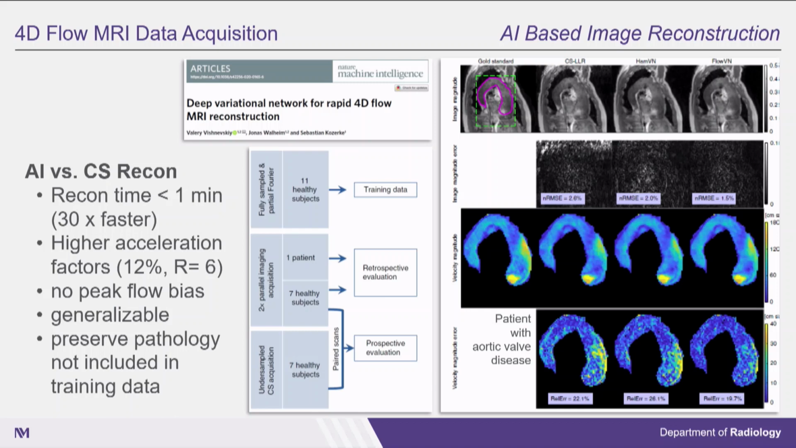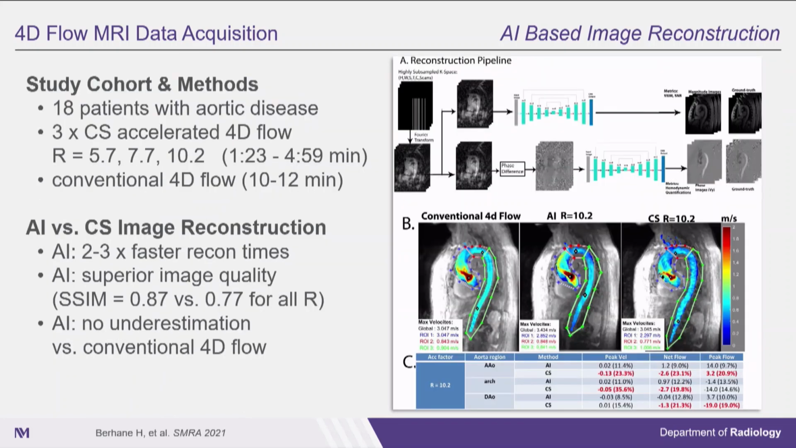This is an example here of work from Sebastian Kozerke's group from Zurich, where they showed that with this technique, they could achieve a much faster recon time, 30 times faster, even go to higher acceleration factors, but do not really get any underestimation. This is some work from our group by one of my grad students, Haben Berhane.